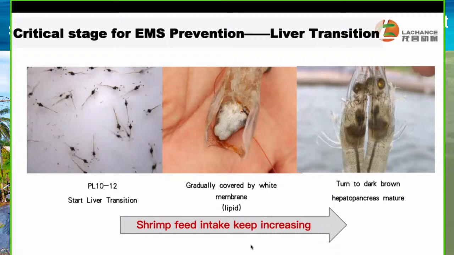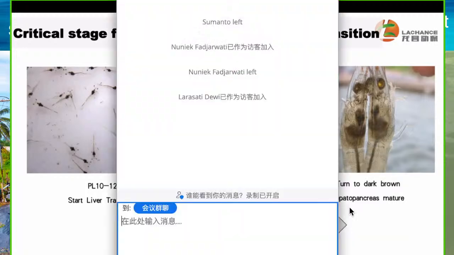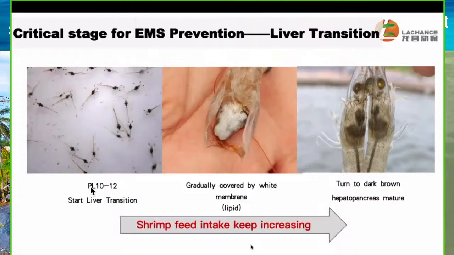and gradually after 7 to 10 days, you will find their hepatopancreas covered with a white membrane. The white membrane I shared in the picture actually is the lipid stored at the hepatopancreas. And gradually, when the hepatopancreas matures, it will turn to a dark brown color. That is a healthy hepatopancreas color, and that also means the shrimp's hepatopancreas is mature. And this stage is from the first month of the farming.